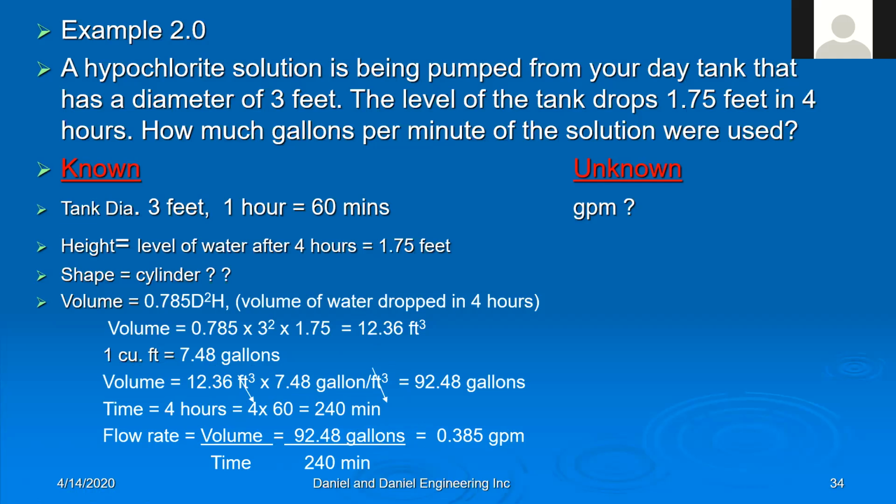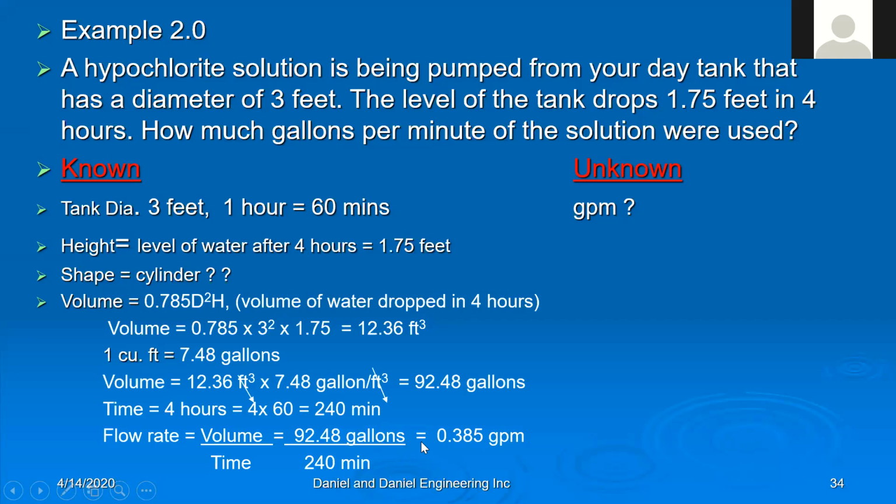And when you cancel out and see how things go, if at the end of the day with your dimension analysis you can't get what you're looking for, then you know you made an error. So 12.36 cubic feet by 7.48 gallons per cubic foot, the cubic feet will go with the cubic feet, and you end up with 92.48 gallons. And what time are we talking about? 4 hours. If you bring hours to minutes, 4 by 60, so 240 minutes. And remember, the flow rate is your volume divided by your time. So it's 92.48 gallons in 240 minutes.